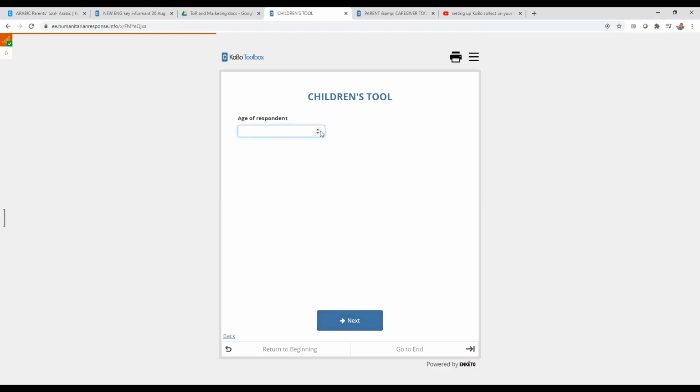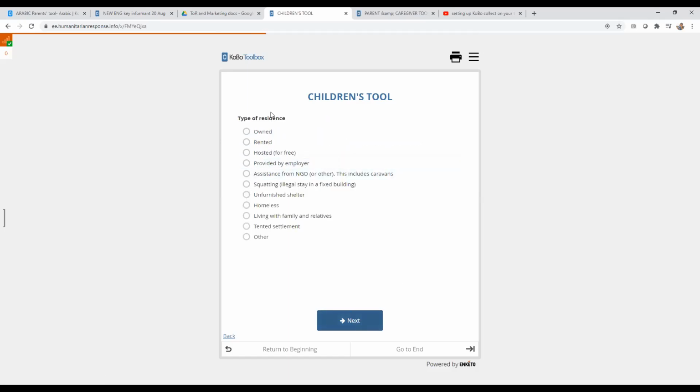The age, I think maybe 13 years is possible. Male, female. Of course, we are including other because of gender sensitivity. Nowadays, it's not only male and female. What is your status in this location? We've discussed this. It could be an IDP. Residence, it could be a tented settlement, for example.